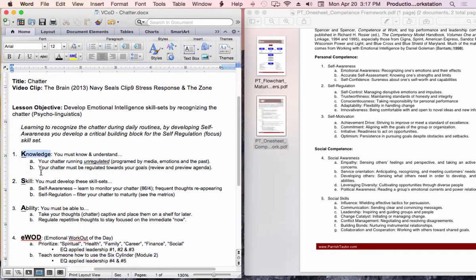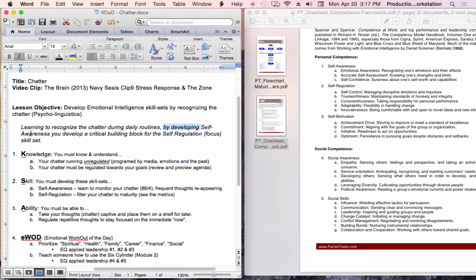The knowledge and the skills and the ability, adult learning. Most of us know some things, but in the clutch, we fail to show the ability. The gap that we're trying to bridge is skills. You need skill sets, and here they are. So we're learning to recognize the chatter during daily routines. That's important. Daily routines, recognizing the chatter.